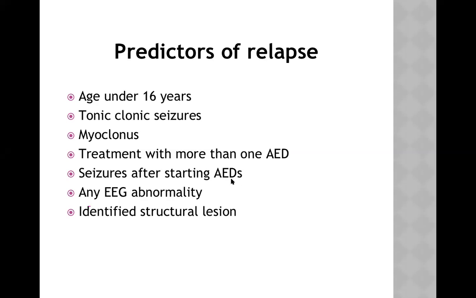Seizures after starting anti-epileptic drug not controlled well. Any EEG abnormality associated with seizure, and if there is an identified structural lesion inside the brain, like a tumor, like neurocysticercosis, for example, there is a high chance of relapse until and unless we go for the definitive treatment. So these are important points which we should explain to the patient party.